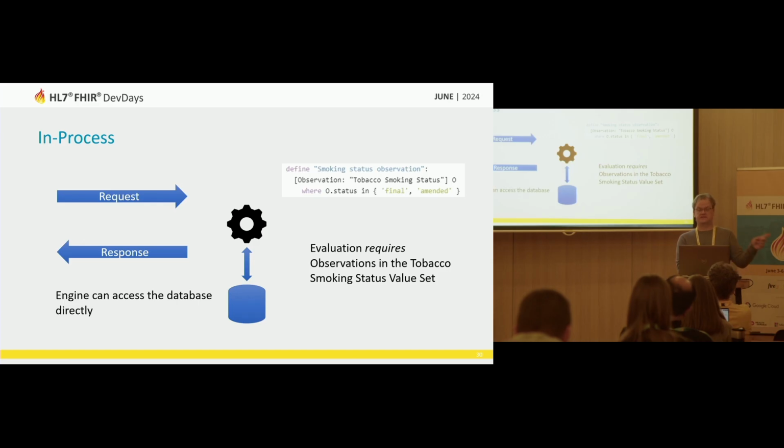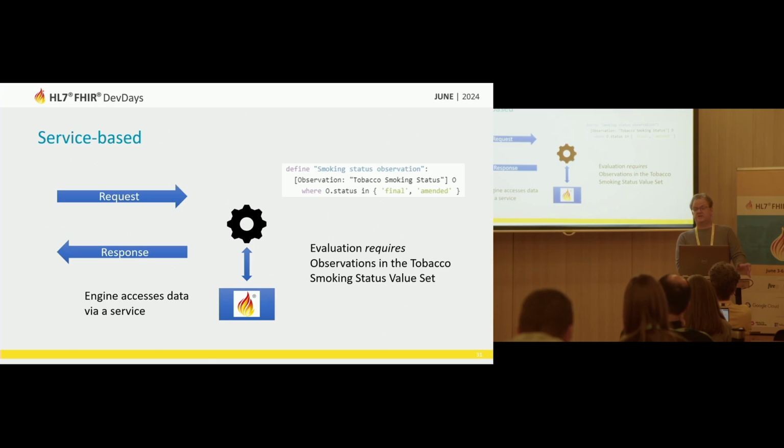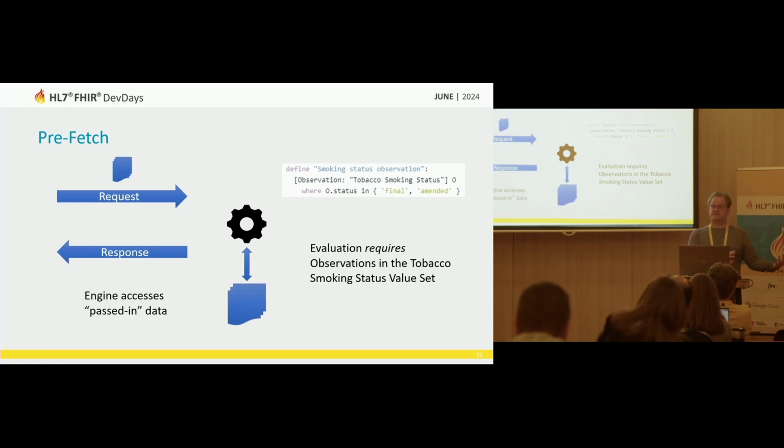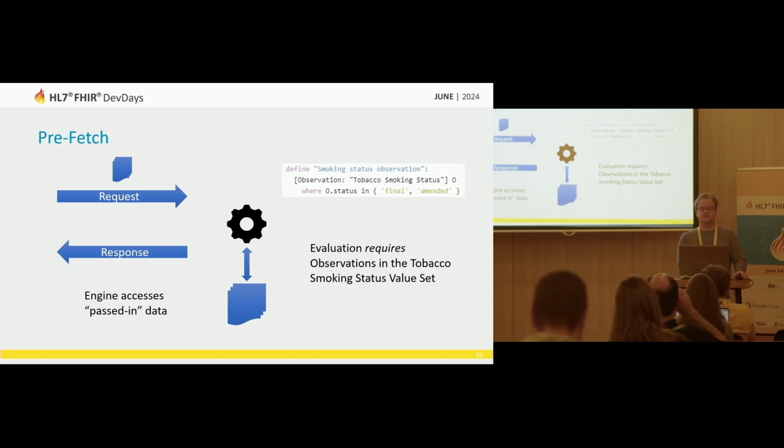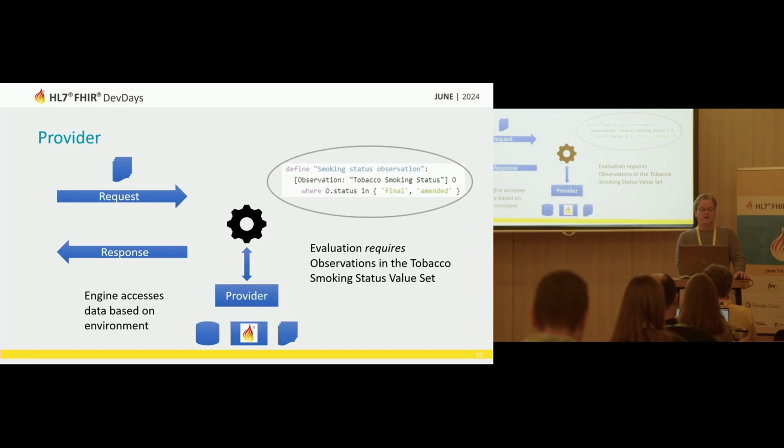The engine can access the database directly, like if it's actually running inside a process that has access to the database. It might access that data via a service, so it might turn that call into a FHIR request and go access that from a FHIR API. It might access data that was passed in as part of the request. So this is like the CDS hooks prefetch case, where we're passing the data in, and then the engine just accesses the data that's available. Most of the time, this is actually some combination of the three in real environments.